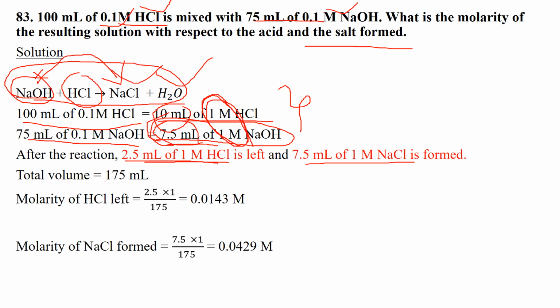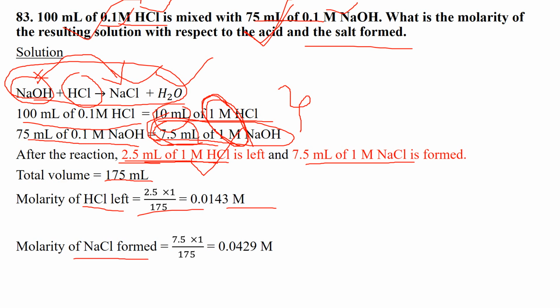So the total volume will be 175 ml, that is 100 plus 75: 100 ml of 0.1 M HCl and 75 ml of 0.1 M NaOH. Then we have to calculate the molarity of HCl left, that is 2.5 into 1 divided by 175, which is equal to 0.0143 molar.